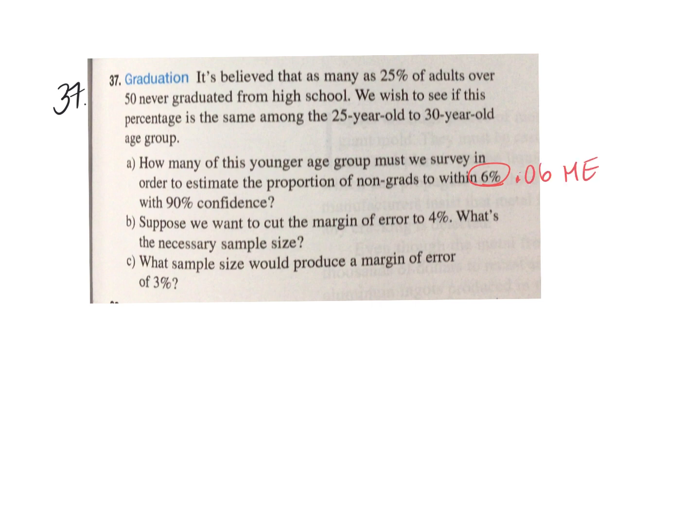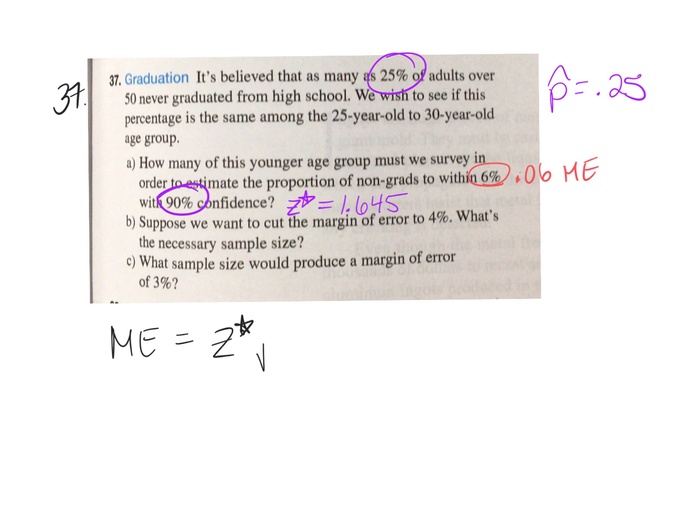0.06 is the margin of error, right? And 90% confidence, that means Z star is what? 1.645. Okay. And we're going to use p hat 0.25. It gives us a proportion to use, so we're going to use 0.25. If it does not give us a proportion, which one do we use? 0.50, right? 50%.